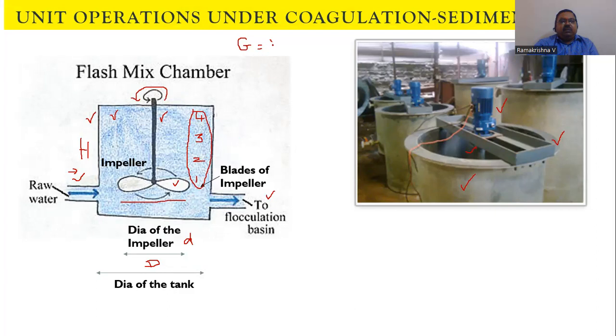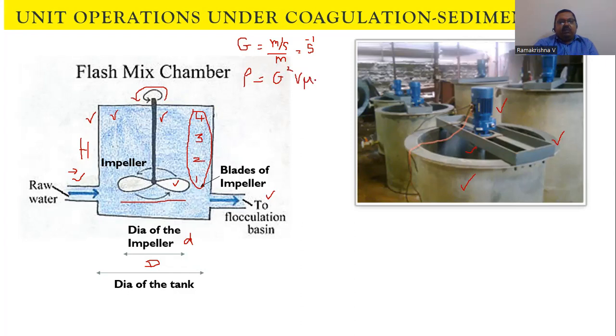So what this means is the average velocity is nothing but meter per second. That is the overall velocity in the entire depth of the tank. So meters per second. And the power imparted to the tank per rotation, we are calculating using G square V mu. G square V into mu.